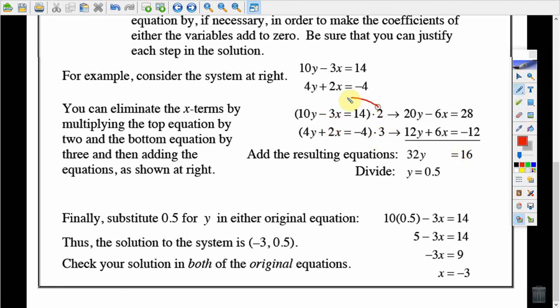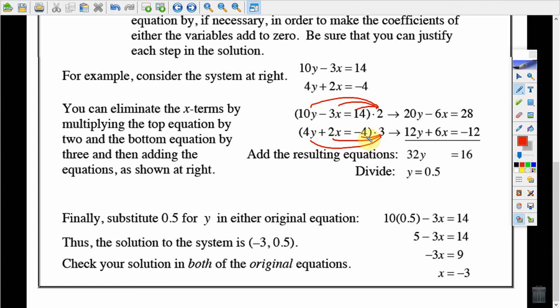So when we multiply the top by 2, remember we have to distribute that 2 to each of those terms, which will give us 20y minus 6x equals 28. And on the bottom, when we multiply by 3, we have to distribute to each of these terms. So that will give us 12y plus 6x equals negative 12.